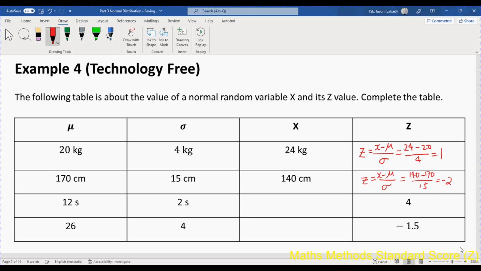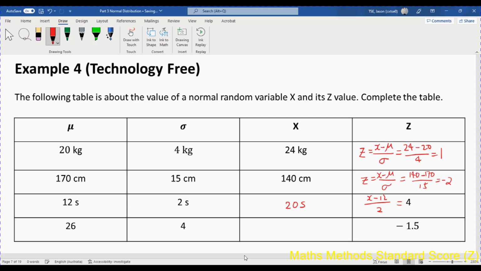All right, so sometimes we might give you the z value, and you need to go back to find the x value. So the mean is 12, standard deviation 2. Can we go back to find the x? You can just write the formula here: x minus the mean, 12, divided by 2. To find the x, you need to multiply by 2 on the right-hand side, which becomes 8, and 8 plus 12 becomes 20.